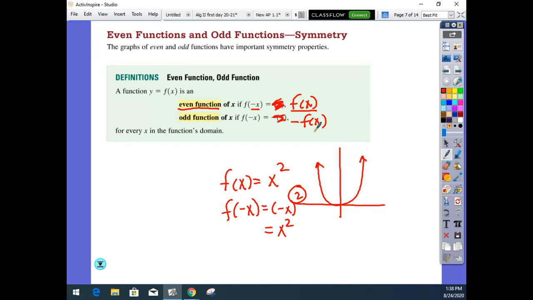And the other thing I want to point out is the symmetry. All even functions, what can I flip this graph over and get the same graph? If I flip this over the y-axis, it has y-axis symmetry. Very important. So when you plug a negative into an even function, you get the original function, and it's symmetric to the y-axis.